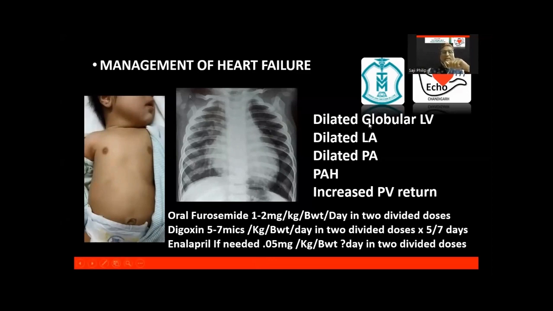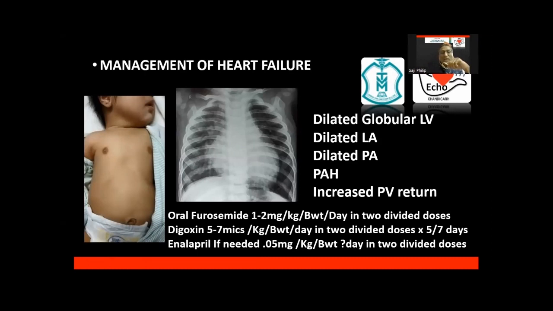LV will be dilated, sometimes globular LV, dilated LA, dilated PA, increased blue color going towards the roof of the left atrium. That is the increased pulmonary venous return. That itself indicates the left to right shunt is very high. The pulmonary artery hypertension also.